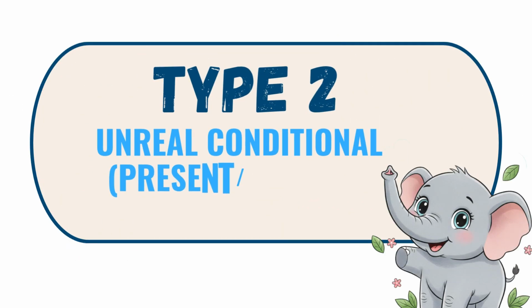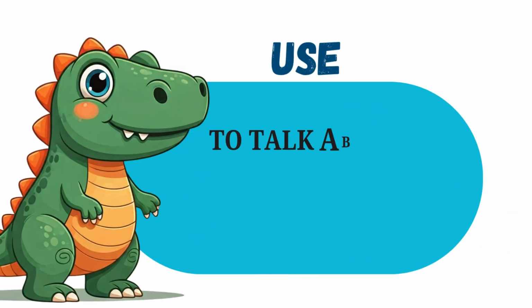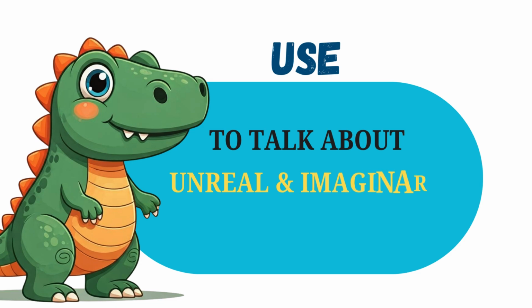Type 2 conditional, second conditional. The second conditional is used to talk about unreal, imaginary, or unlikely situations in the present or future. It describes something that is not true now or is improbable.